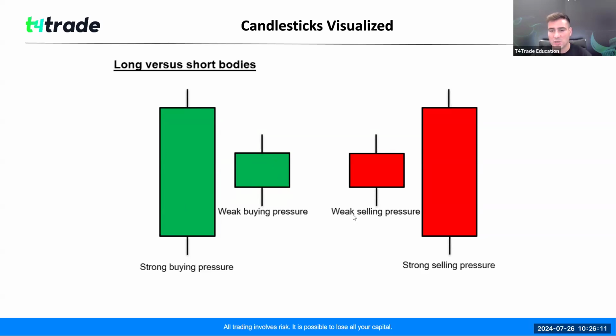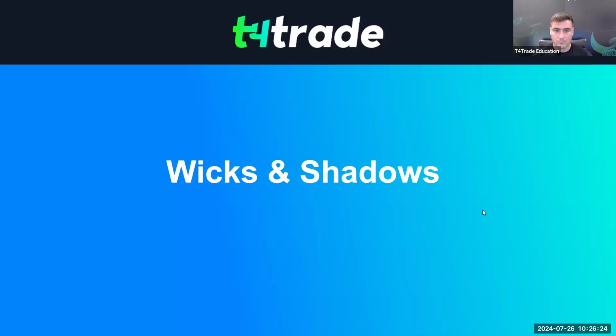On the flip side of the equation, small red candles or bearish candles indicate that there is weak selling pressure. Large red candles tell you that there is strong selling pressure. Size does matter, guys. Okay. So wicks and shadows.